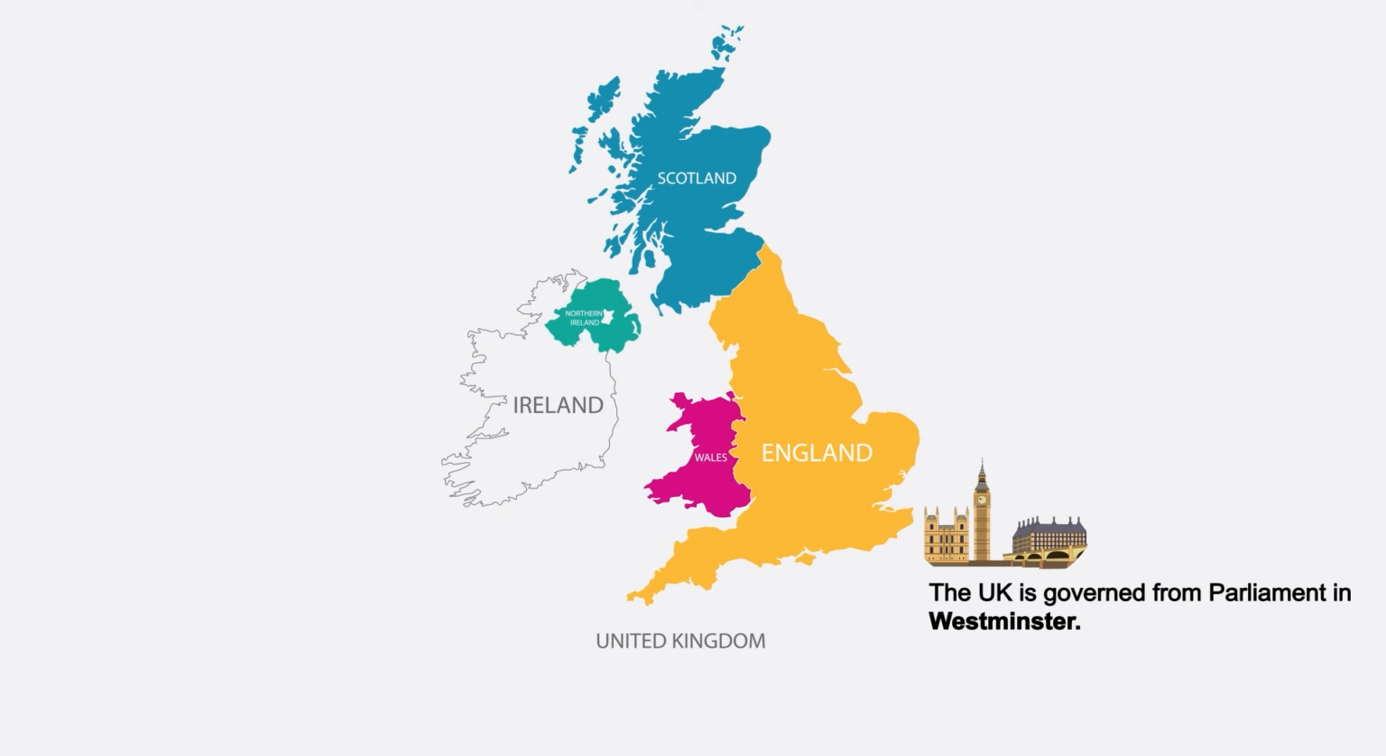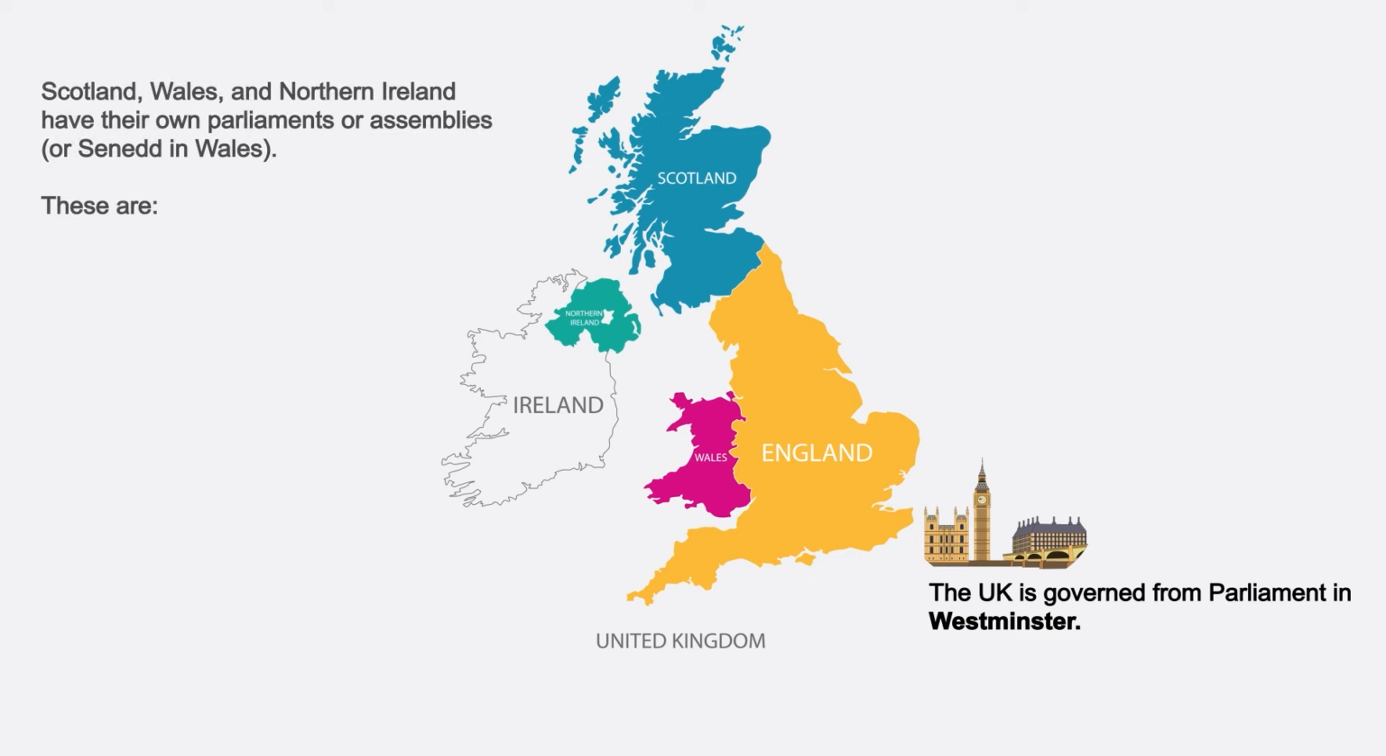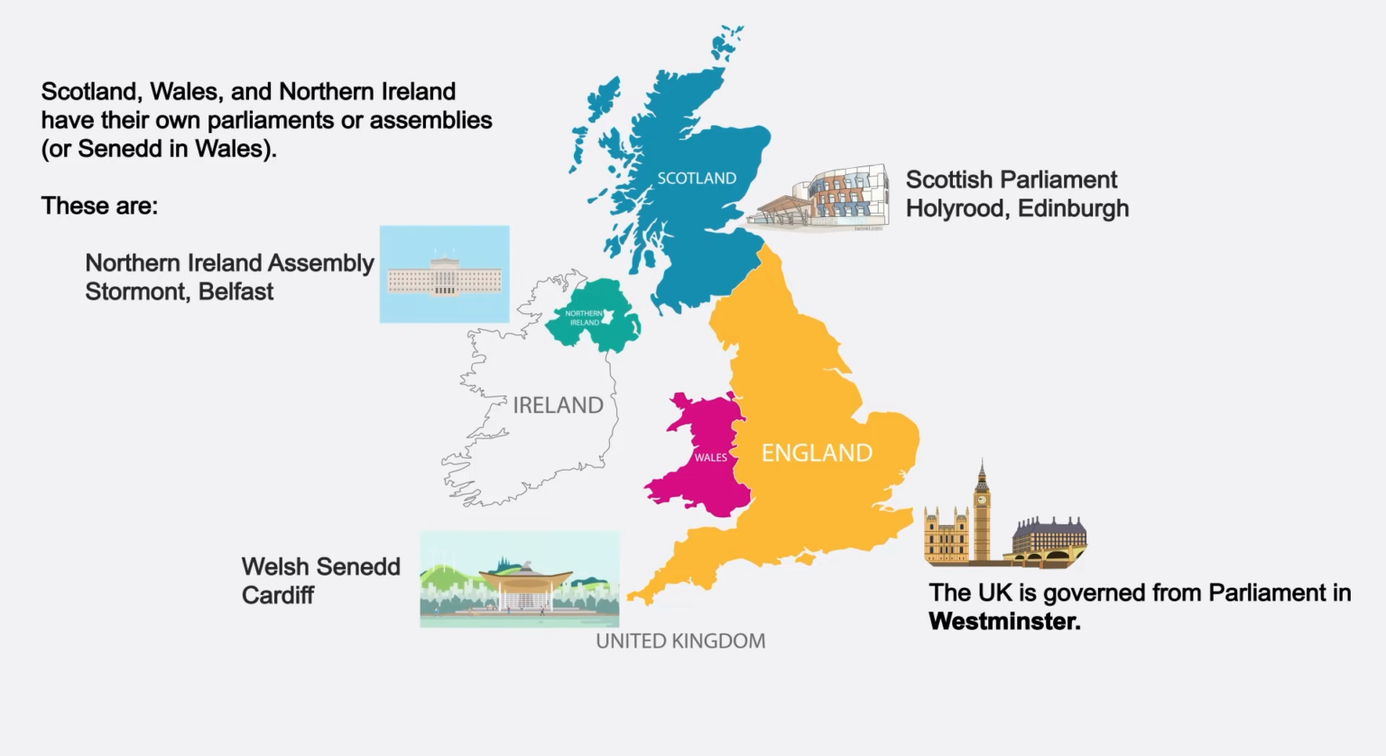And finally, we need to know where the UK is governed from. Now, the United Kingdom of Great Britain and Northern Ireland, remember its official name, is governed from Parliament in Westminster. Scotland, Wales and Northern Ireland do have their own parliaments or assemblies, which have devolved powers in defined areas of law, but we will learn about those in later modules.